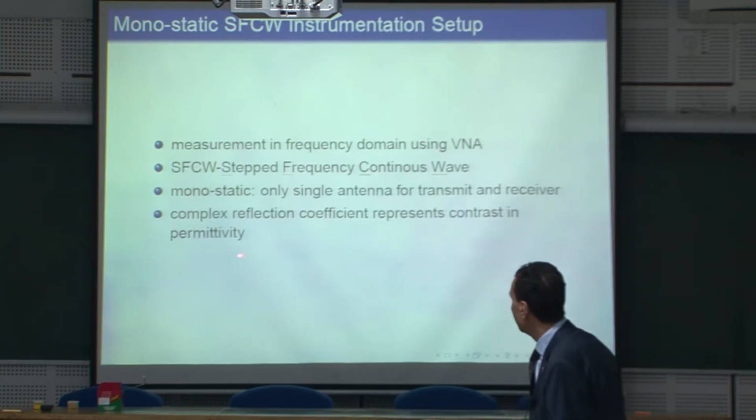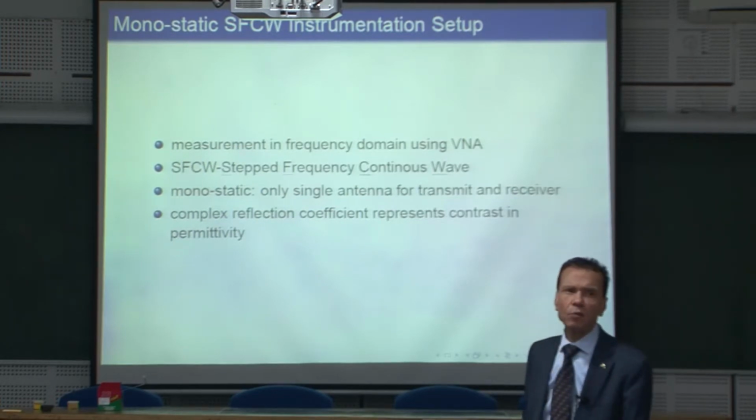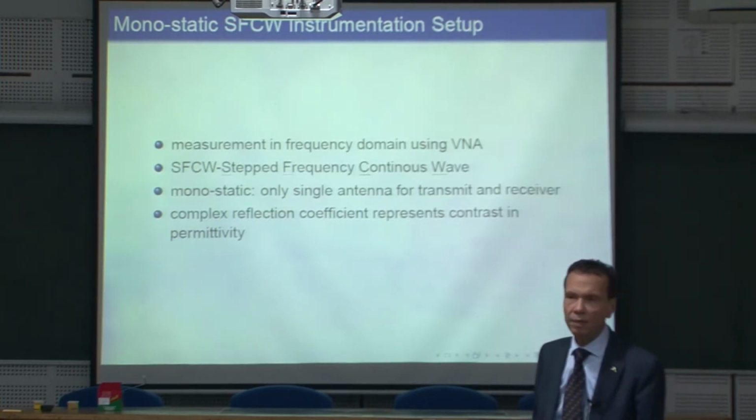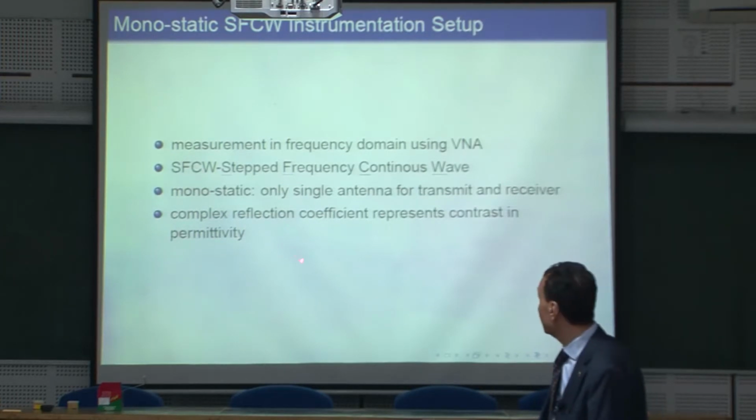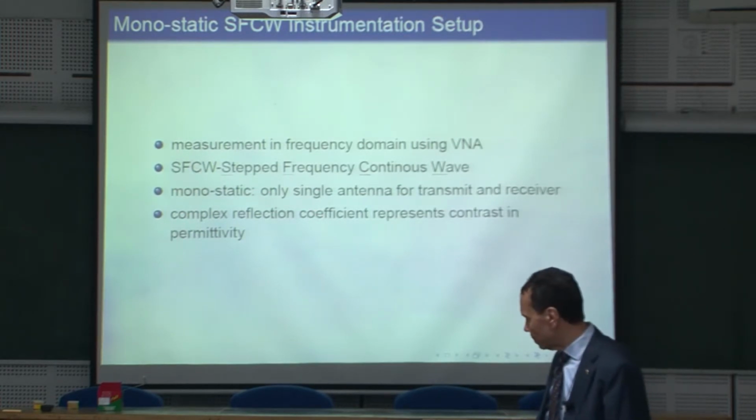Monostatic, we called it. And we measure the complex reflection coefficient. Using a vector network analyzer, you measure actually both epsilon dash and epsilon double dash. You measure both the real part and the imaginary part because you need also the phase information.